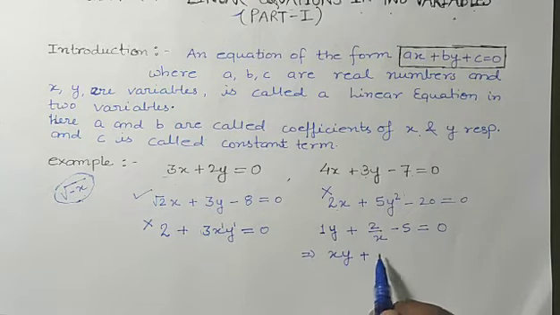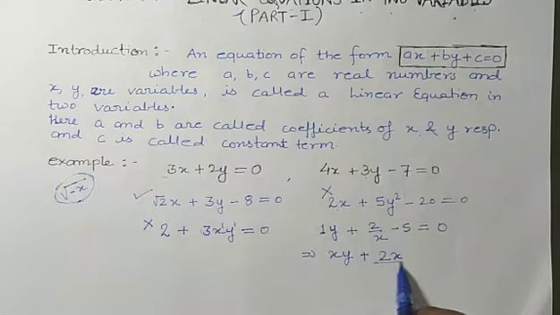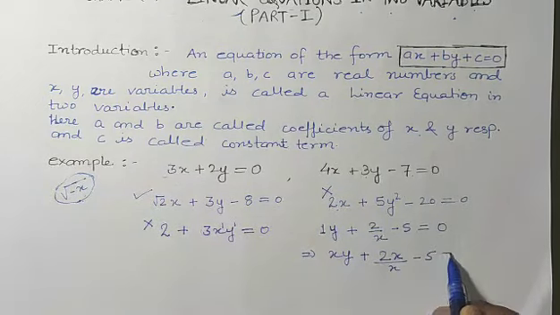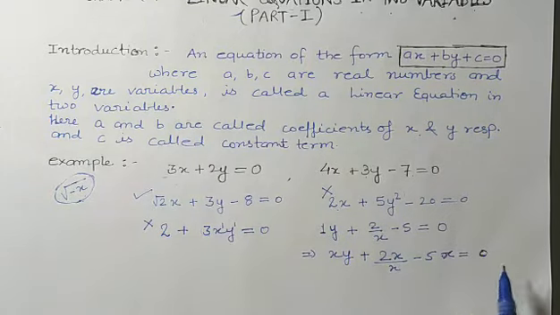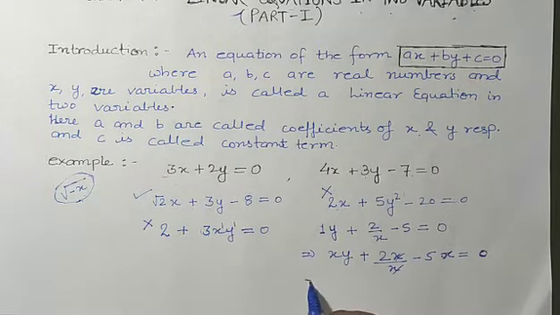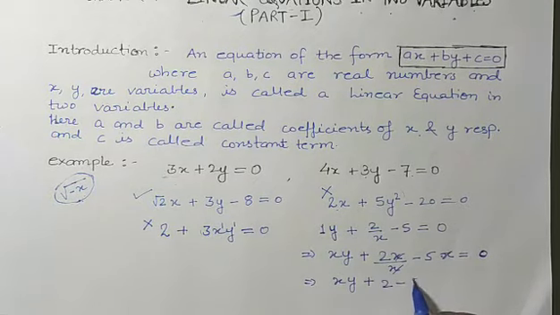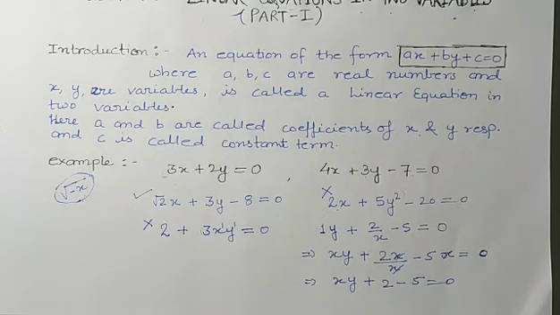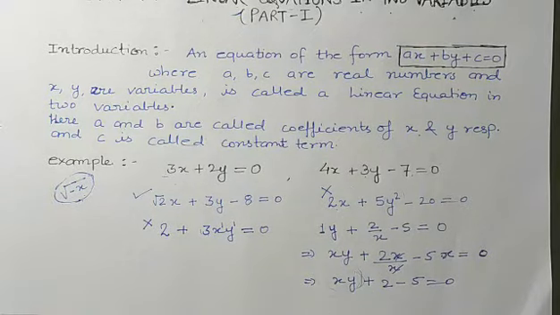xy plus 2x upon x minus 5x is equal to 0 into x, which is 0. Okay, so this x will be cancelled, so it will be xy plus 2 minus 5 is equal to 0. Okay students, now we'll check whether it is a linear equation or not. So again, this term has degree 2, so it will not be linear. So this equation is not linear.